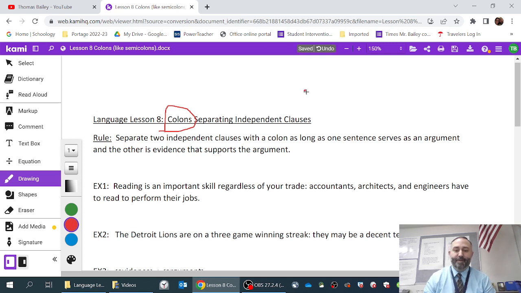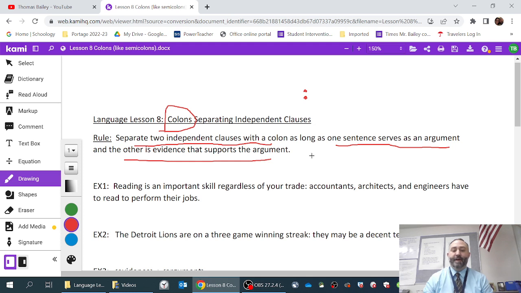And so by the way, a colon is one dot hanging over another dot. But the rule for using a colon to separate independent clauses is that you can separate two sentences with a colon as long as one sentence serves as an argument and the other one is evidence that supports that argument. It doesn't matter what order it takes place in. But this is just like the semicolon rule, except this is a more specific relationship that is being established when you use a colon.